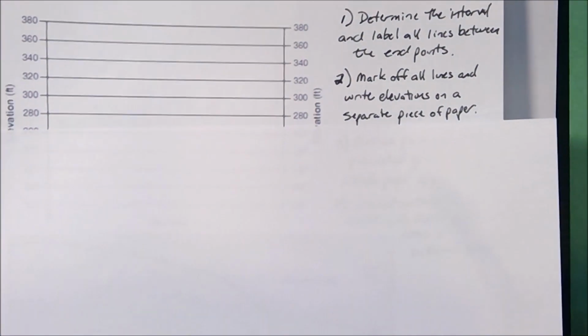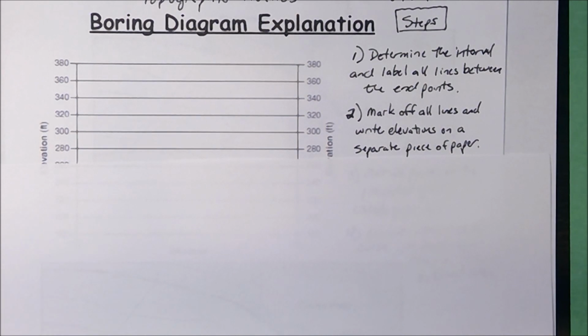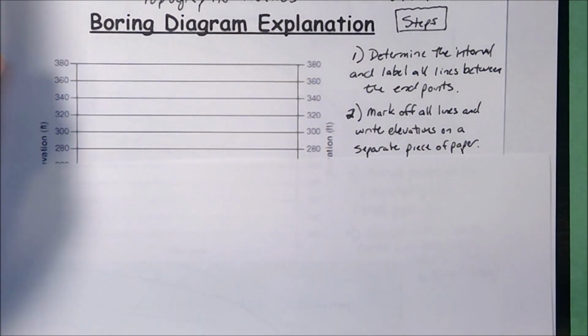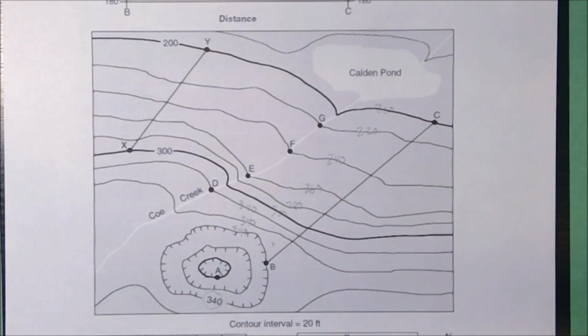It says mark off all the lines on it and write down all the elevations on a separate piece of paper. When you watch this, you'll have an index card. I need the index card back where you put down all the marks for the contour lines on the index paper, and you're going to staple it to the front of our boring diagram explanation. So let's go to our map.